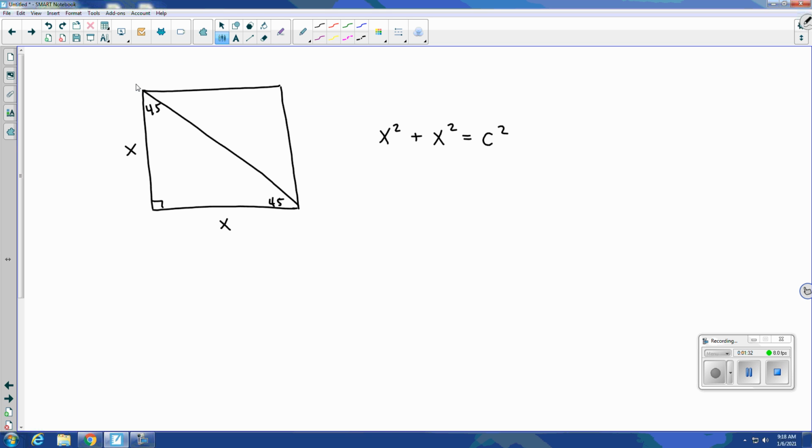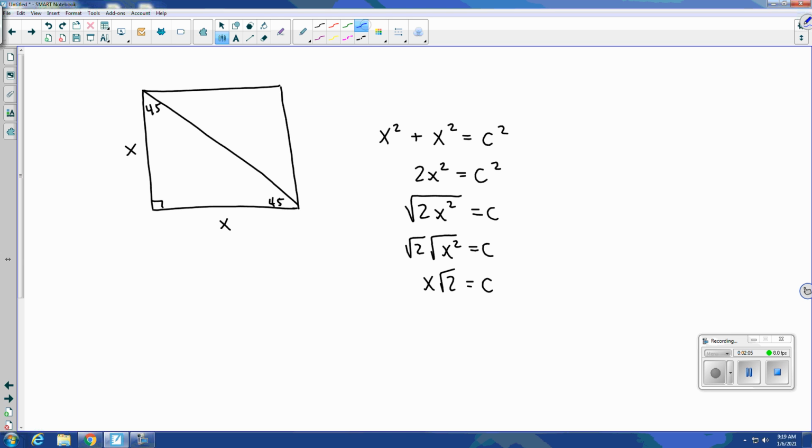x squared plus x squared is 2x squared. If we're solving for the hypotenuse, we would take the square root of both sides. We can split this square root, so it's the square root of 2 and the square root of x squared. The square root of x squared is just x, so we can say that the hypotenuse should be x times the square root of 2. And that is the relationship that should hold for any leg length of a 45, 45, 90.